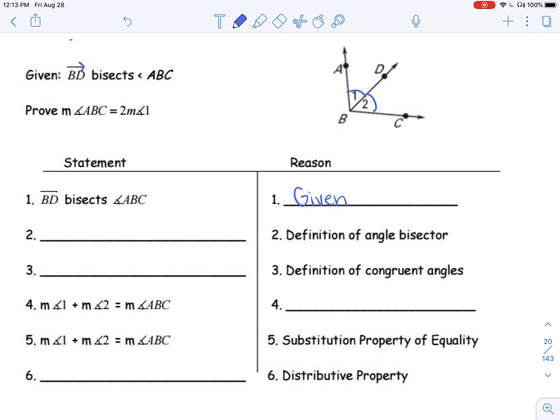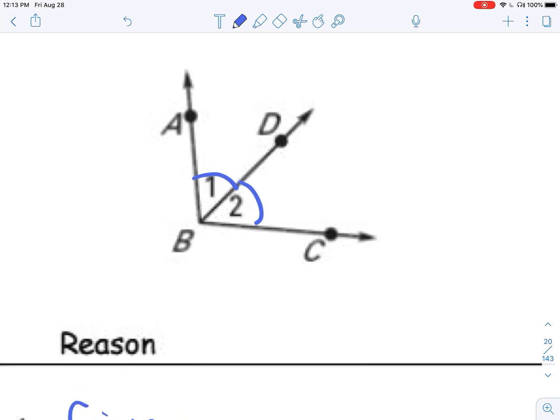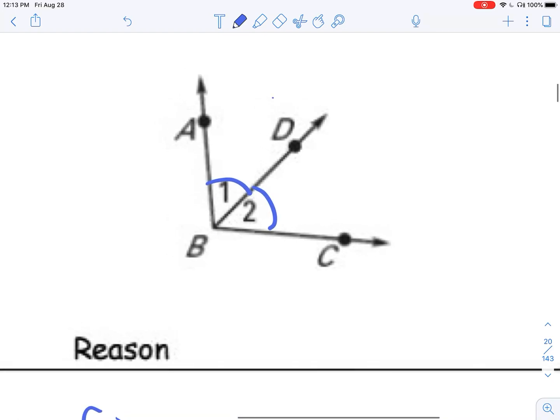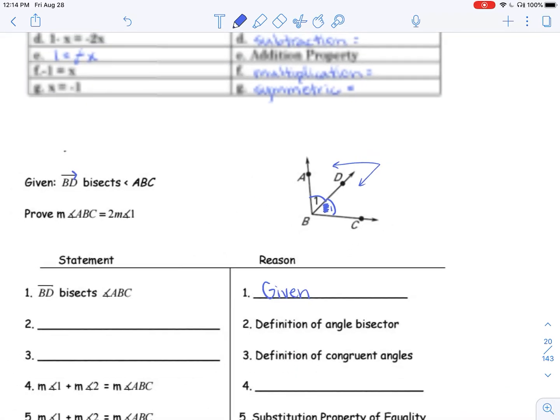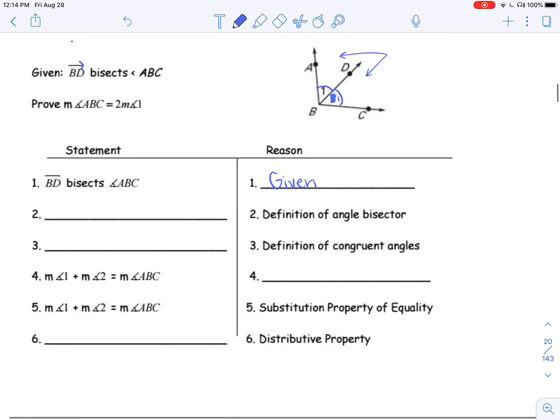We want to prove that the measure of angle ABC is the same thing as 2 times the measure of angle 1. So I want you to think about this for just a second. If these 2 are the same angle and the same measure, isn't it reasonable to think that we could replace this 2 with another 1 and then have 2 angle 1's to add together? That's the thought process that we're now going to put into our proof.